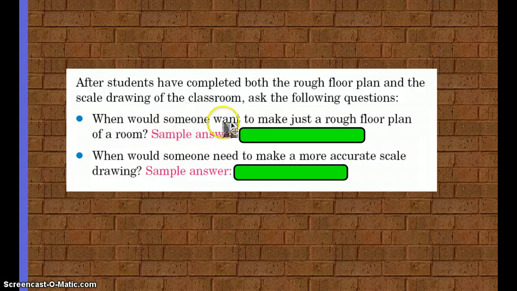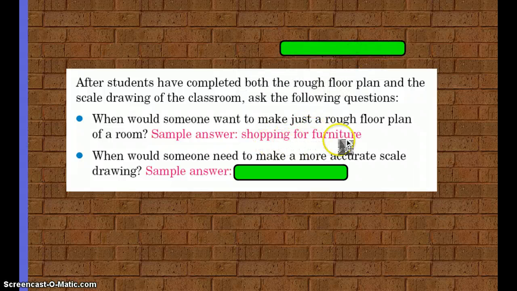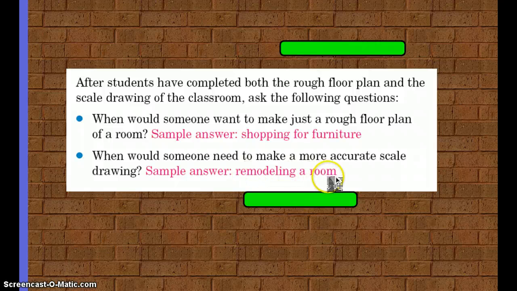If you are, when would someone want to make just a rough floor plan of a room? Well, one good answer would be if you're shopping for furniture. You'd want to know roughly the area that you had. It wouldn't have to be that accurate. When would you need to make a more accurate scale drawing? Well, when you're remodeling a room, like currently with our kitchen, you want to make sure there's exactly enough room for our refrigerator to fit in between cupboards, for our stove to fit in between cupboards, and for our dishwasher to fit in between cupboards.